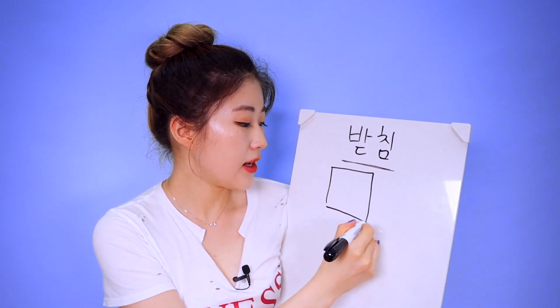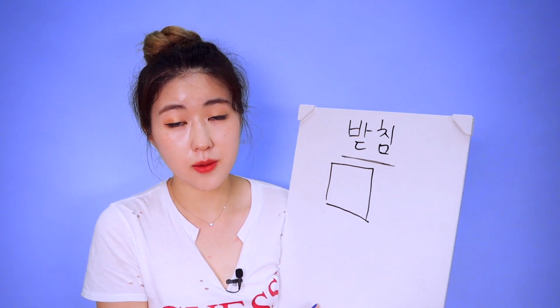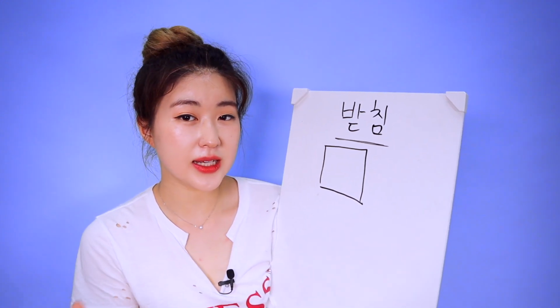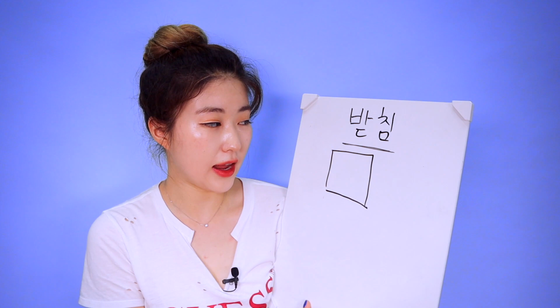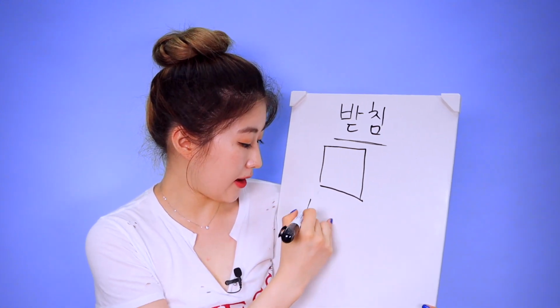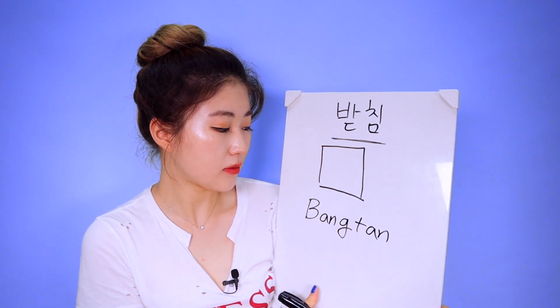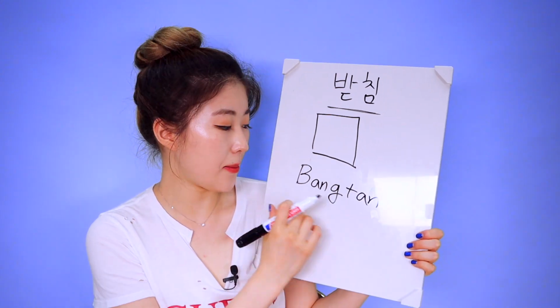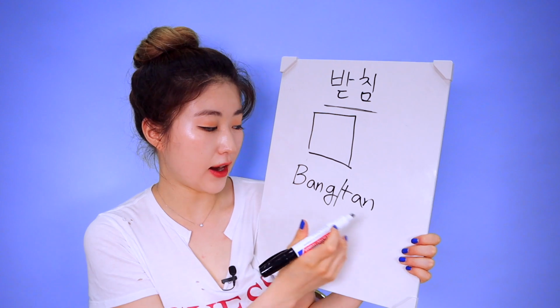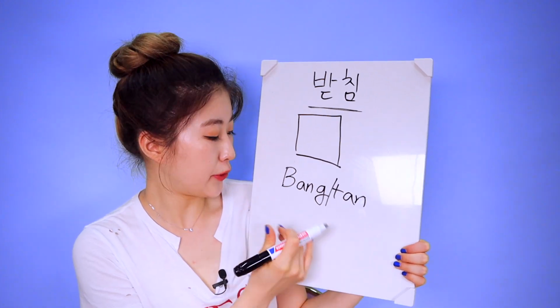In Korean, each syllable makes a syllable block. In English, it doesn't. I will compare it with English. Okay, let's take 방탄 for example. 방탄. It has two syllables, 방 and 탄, right? Let's break down the syllables.